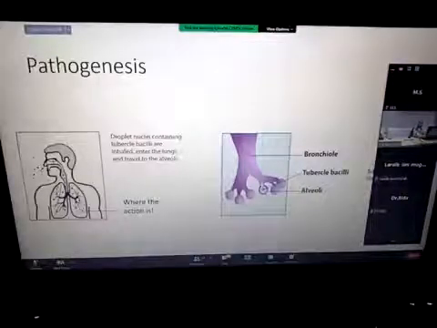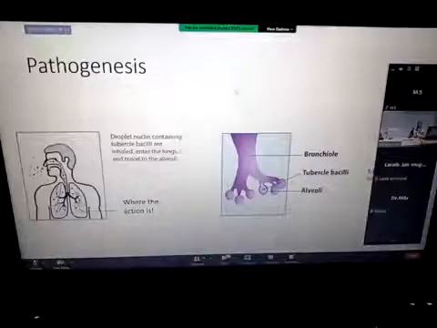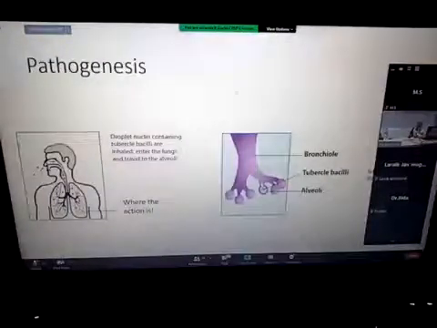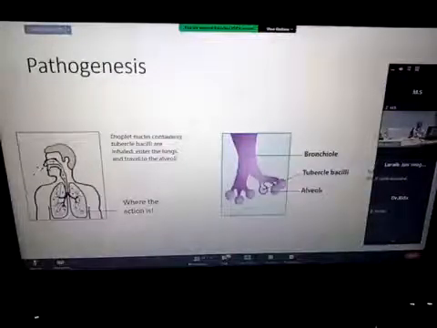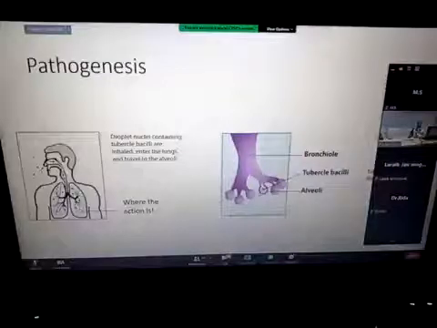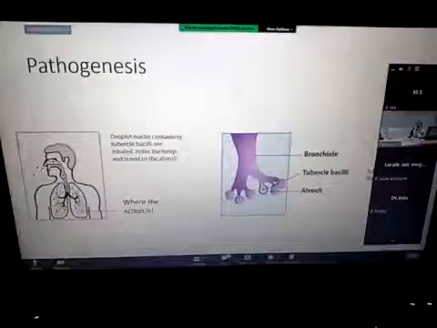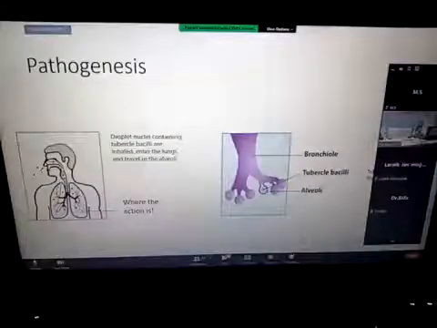So we are saying that droplet nuclei containing the tubercle bacilli are inhaled, they enter the lungs and travel to the alveoli, and this is where the action is. Okay, and so this is why we've enlarged it. What we're going to say is that it has reached the bronchiole and alveoli, and here are the tubercle bacilli. So entry is done; the next thing is attachment.